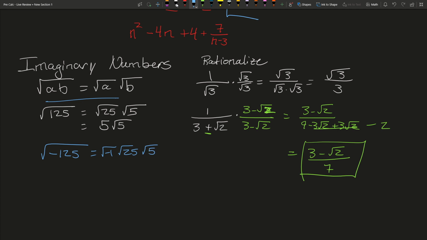Now, the square root of negative 1 will always be equal to i. That is the designation for the square root of negative 1. Those mean the same thing. And then everything else is really the same. So the square root of 25 is 5, and the square root of 5 stays. So our answer is 5i root 5.